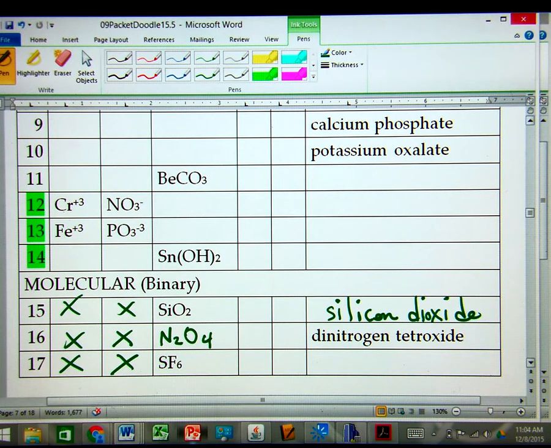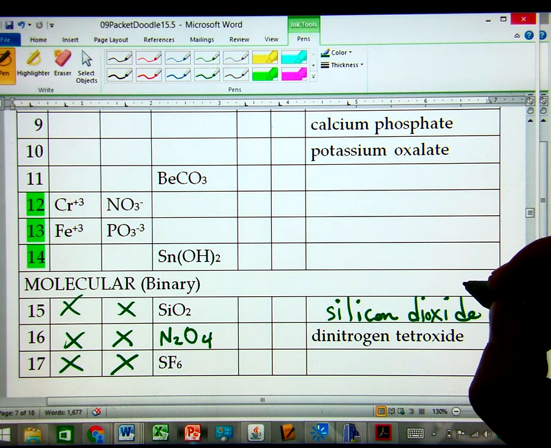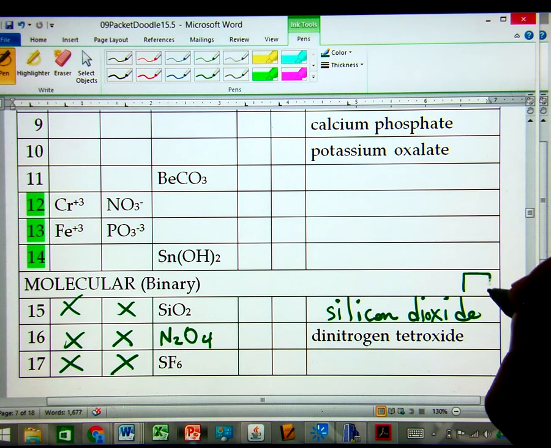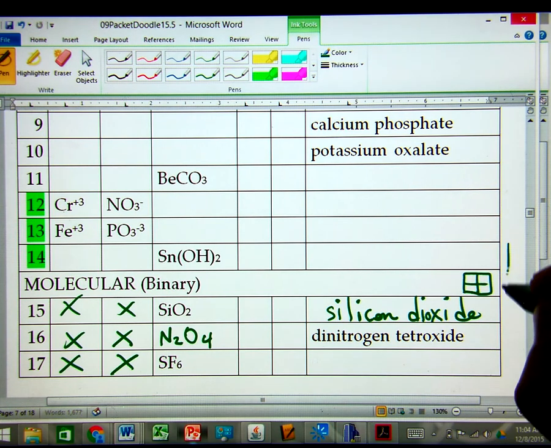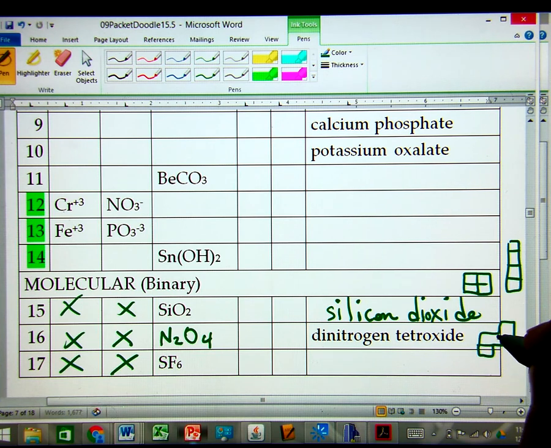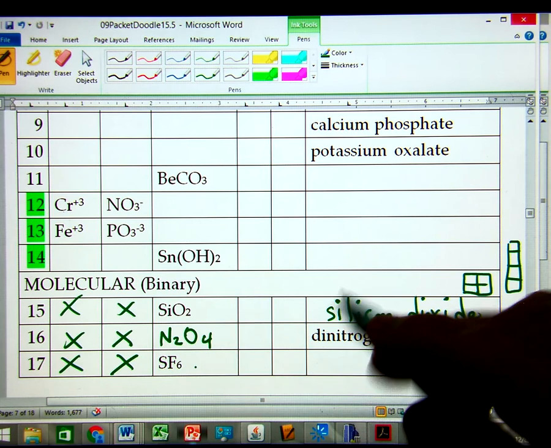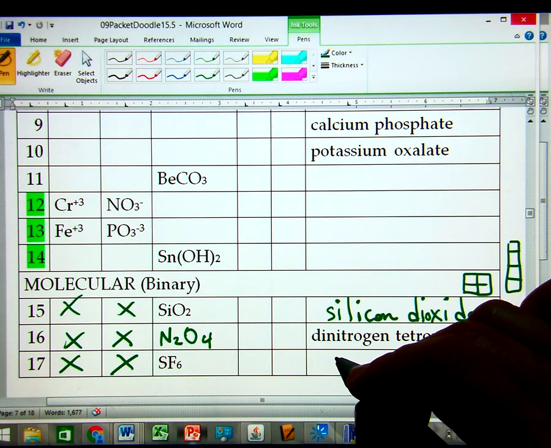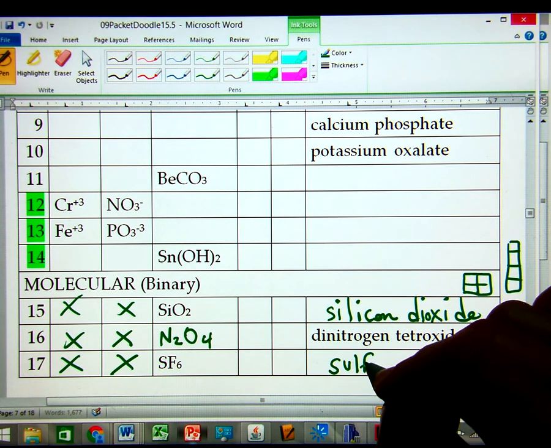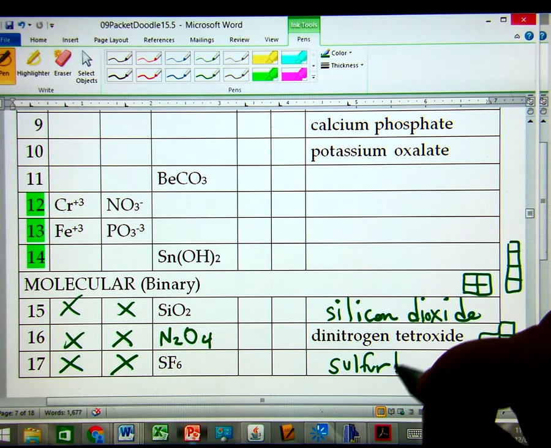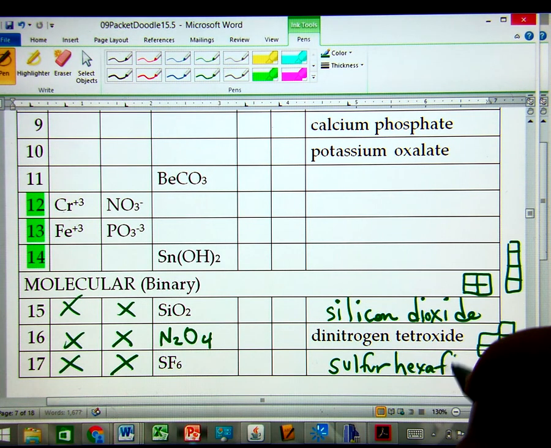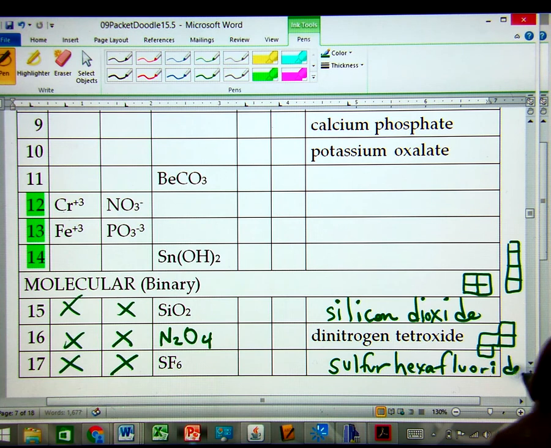Tetra is a nice one because you could remember there's a video game that has this piece and this piece and a bunch of other pieces like this. And so the name of this game is called Tetris because every piece has 4 boxes. Okay, and then lastly, SF6, there's 1 sulfur, so you think monosulfur, but drop the mono, so it's just sulfur. And then 6 is hexa, so hexafluoride, don't forget the spelling of fluorine.